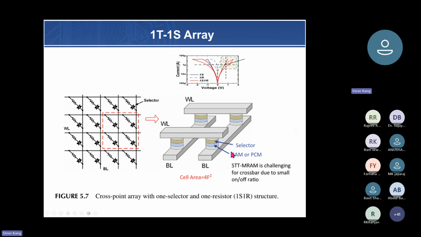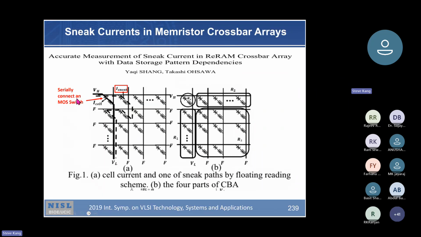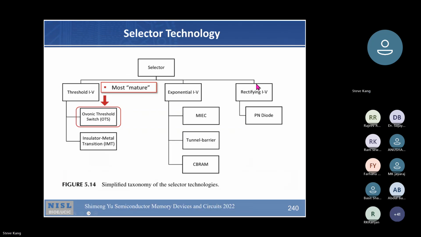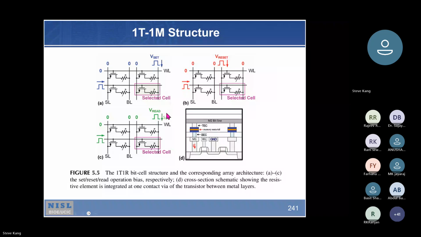This shows the selector switch here. It can be a MOS transistor or a different kind of selector, in serial connection and so on. This is a sneak path that can be a noisy situation, so that's why you need a selector switch here. There are many different kinds of selectors. The most mature one is the Ovonic switch, OTS, Ovonic threshold switch. And this is a MOS transistor in series with a memristor, and the selector cell and so on.